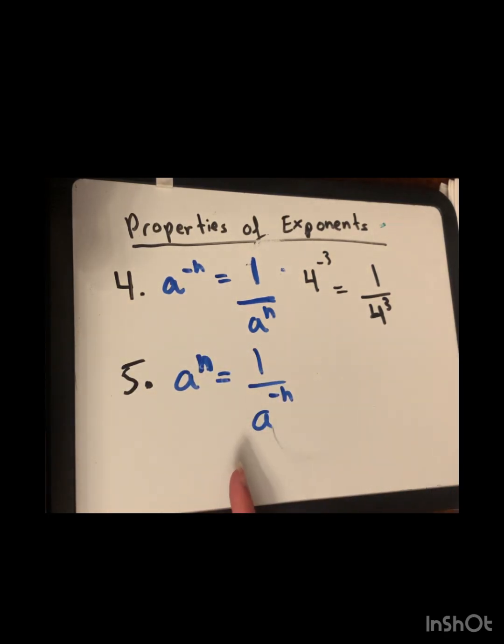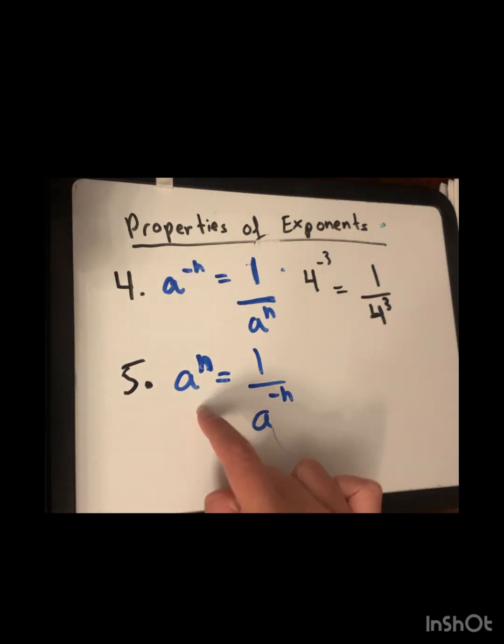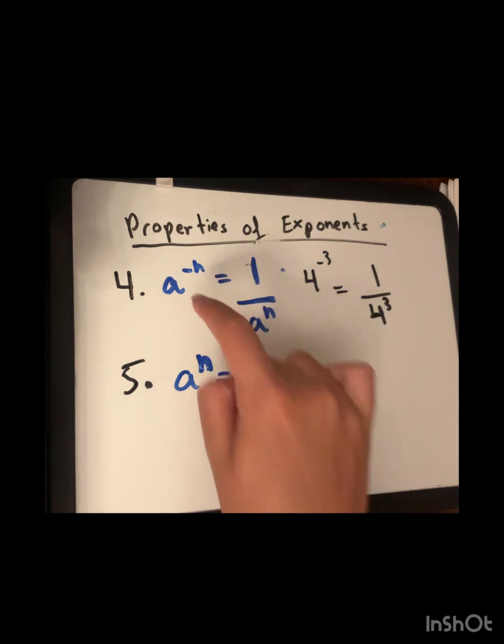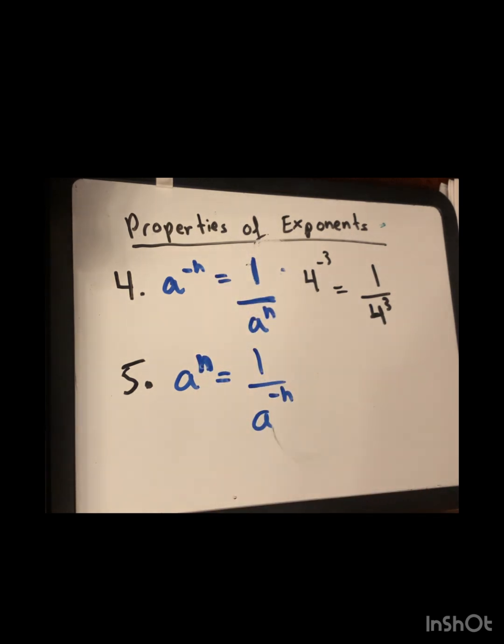You don't use this one at all. It's not really that useful. I don't recommend using this one. You can just leave it like this. On the other hand, negative n is very important that you put it, because if not, they can take away points. But leaving it like this doesn't matter.